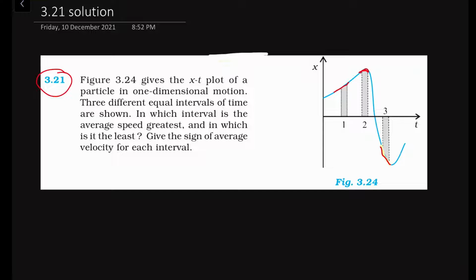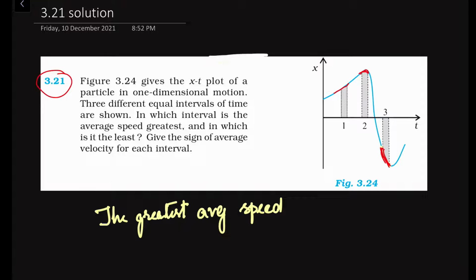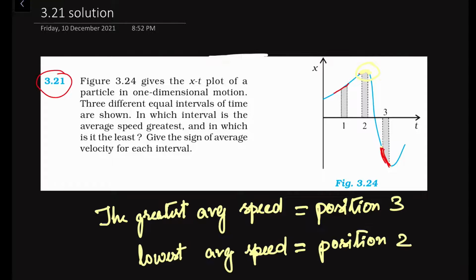Therefore we can say that the greatest slope of the particle is at position 3. So here we have to see the slope, and you can see that at position 3 the slope is the highest. Therefore we can write position 3. Why position 3? Because at this position we have the highest slope, and at position 2 we have the lowest slope. So at position 2 we have the least speed.